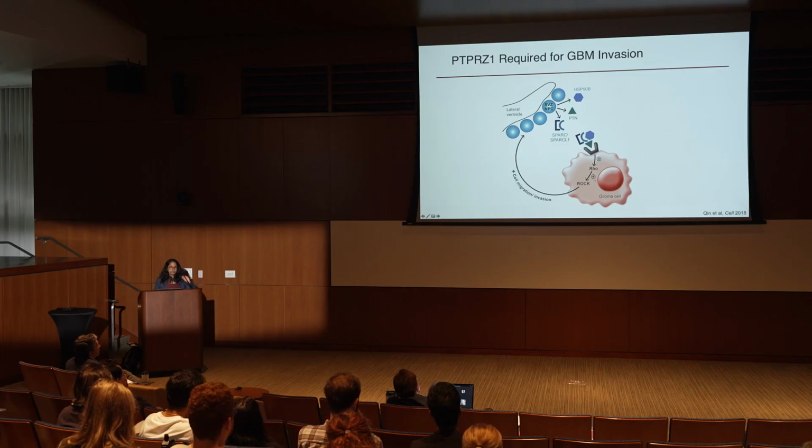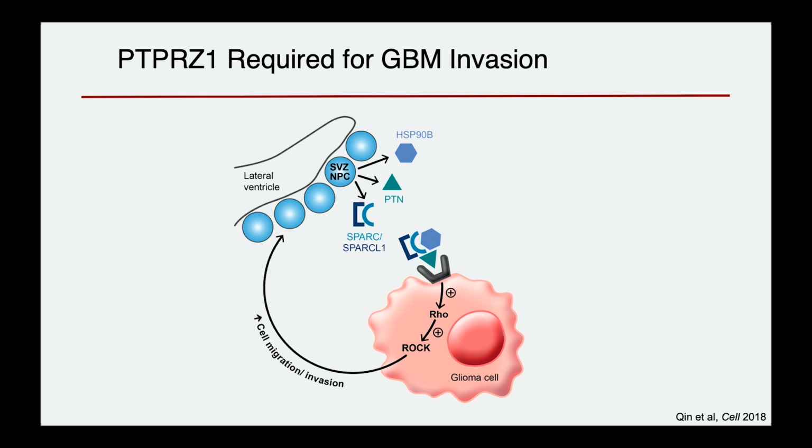Now, I showed you those videos of the mitotic somal translocation. And before I joined Arnold's lab, there was actually very interesting work showing that this exact pathway, the Rho-ROCK pathway, is required for MST, or that jump and divide behavior. And so we wondered if PTPRZ1 is also required for that.